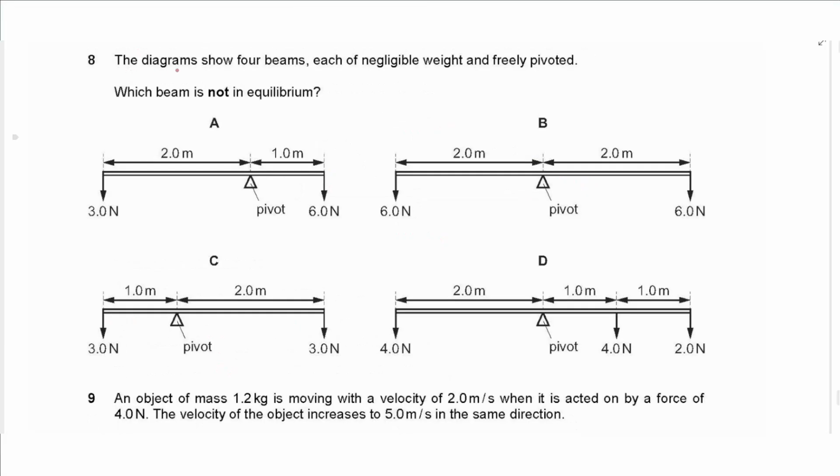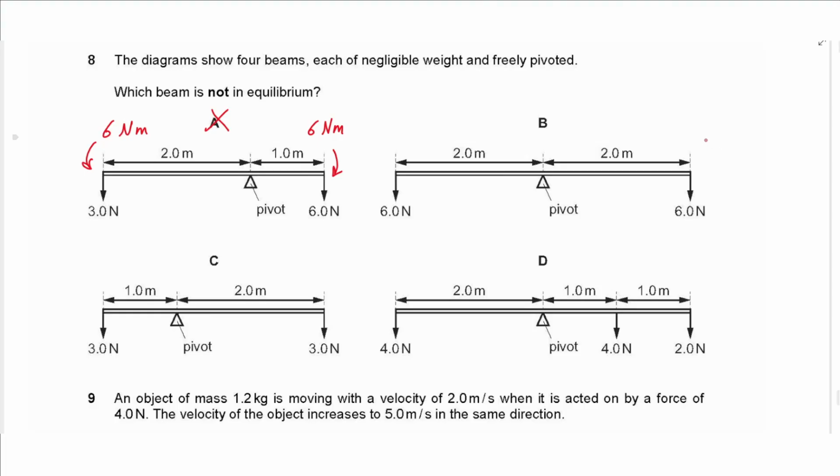Question 8 says the diagrams show 4 beams, each of negligible weight and freely pivoted. Which beam is not in equilibrium? So we have to calculate the clockwise moments and the anti-clockwise moments in each case. So for A, the clockwise moment is equal 6 multiplied by 1, so it's 6 Newton meters. And the anti-clockwise moment is 3 multiplied by 2, which is 6 Newton meters. So this is balanced, so it's not A.